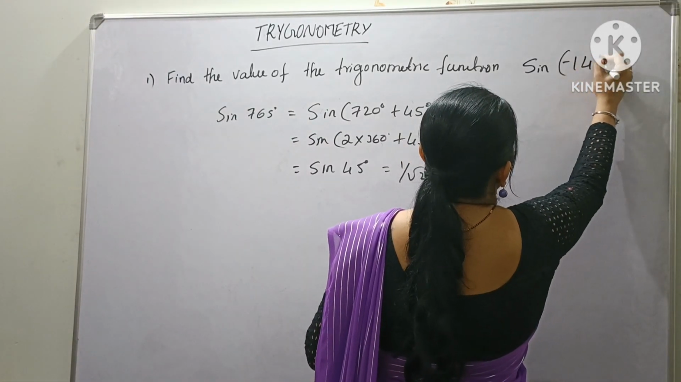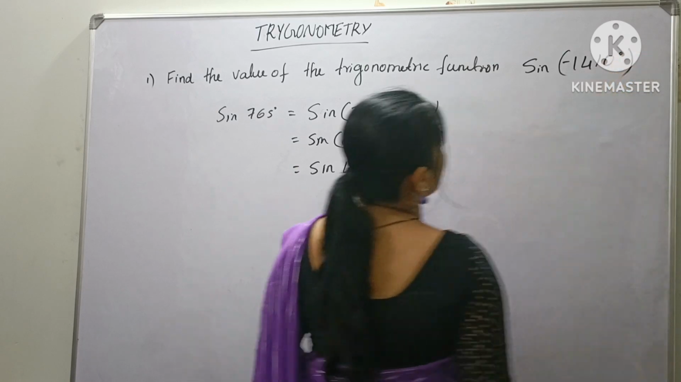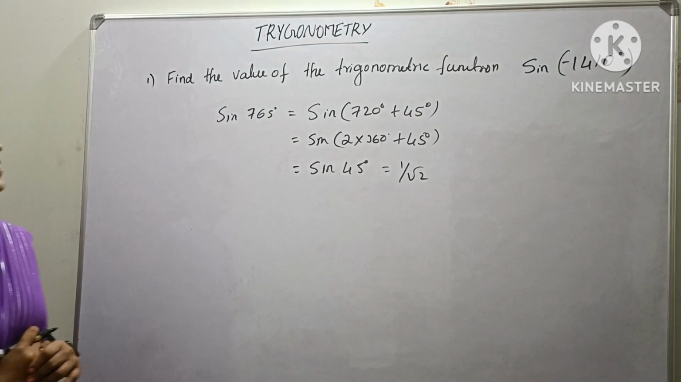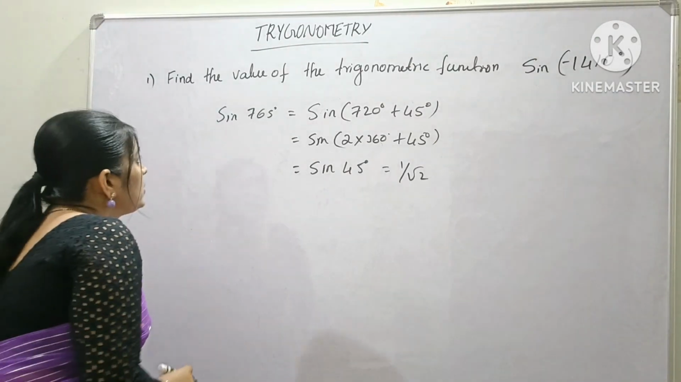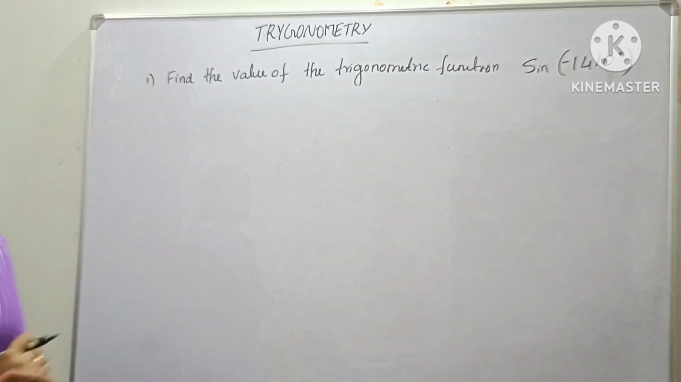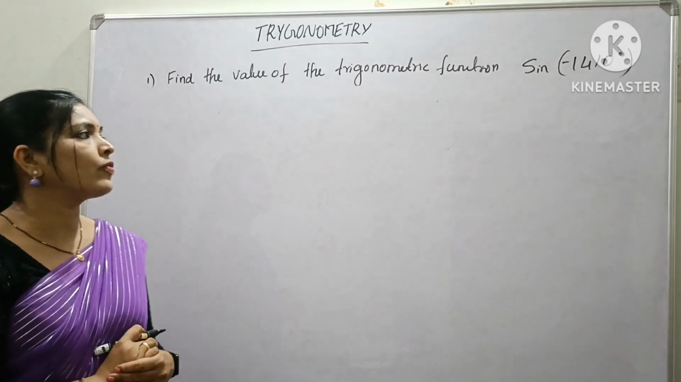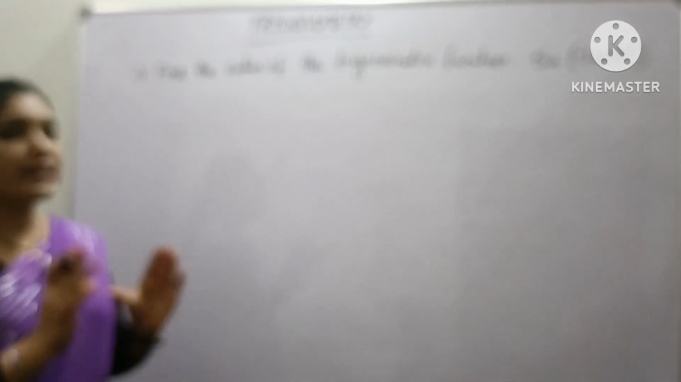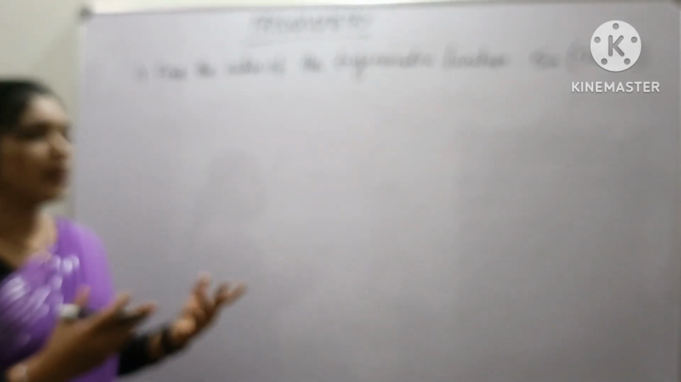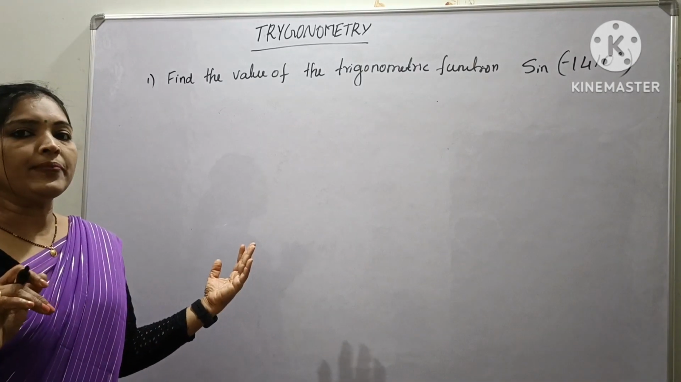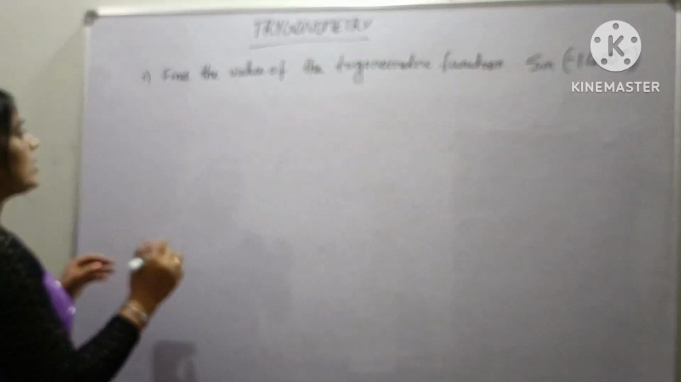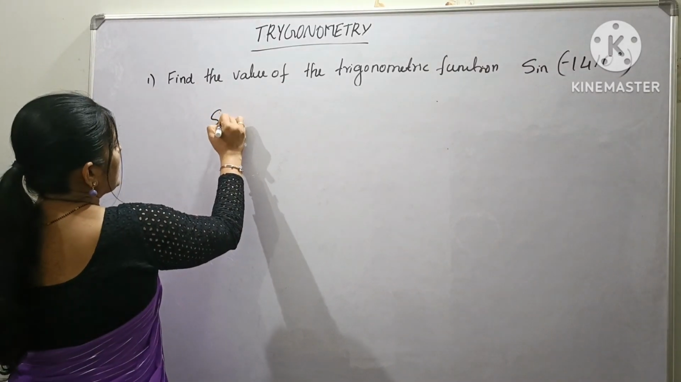Sine of minus 1410 degree. See here also this trigonometric function is a sine. So here we will make it in the form sine of x plus y. So before that we will find a number that is a multiple of 360 degree. Why? Because the sine value is repeating after an interval of multiple of 360 degree. So how can we write?